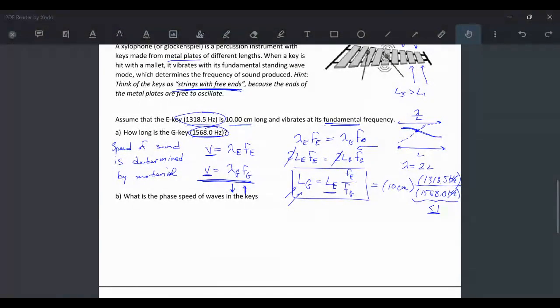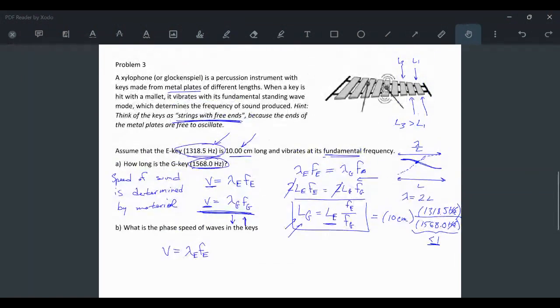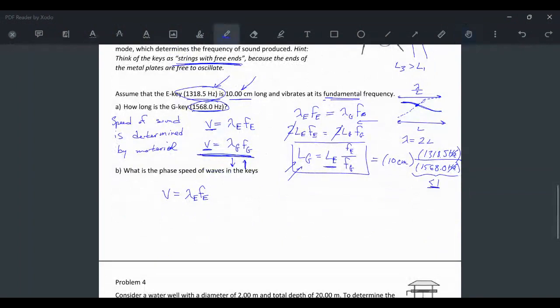Okay, so what is the phase speed of the waves in the key? That's pretty simple. We know the speed is related to the wavelength and the frequency. Since we have numbers right here for the E key, and we don't need to calculate anything for G, we can just solve this. We could use any note that truly exists on this scale, but we have all the information, and the E is the easiest. So the wavelength is just equal to 2 times the length of the E key. The frequency is still just the frequency.